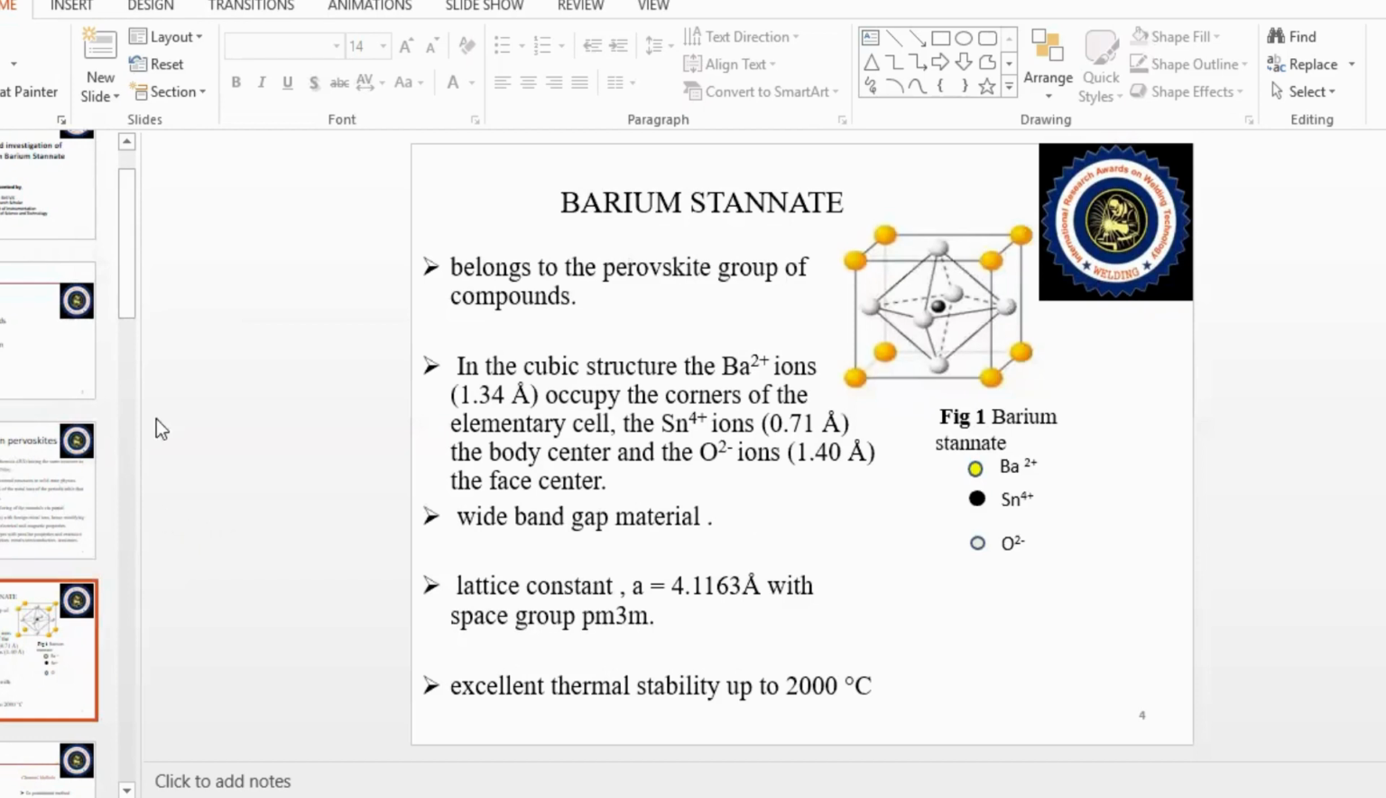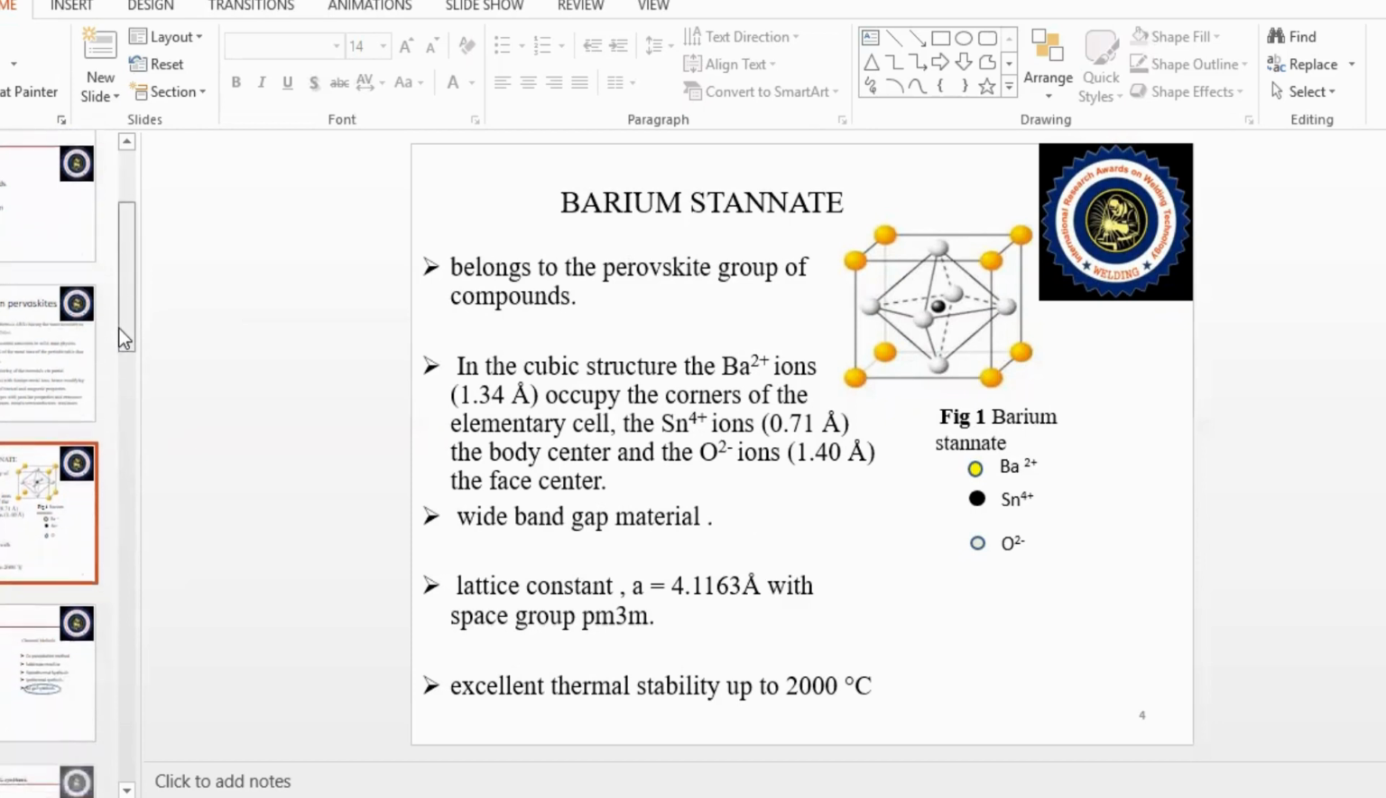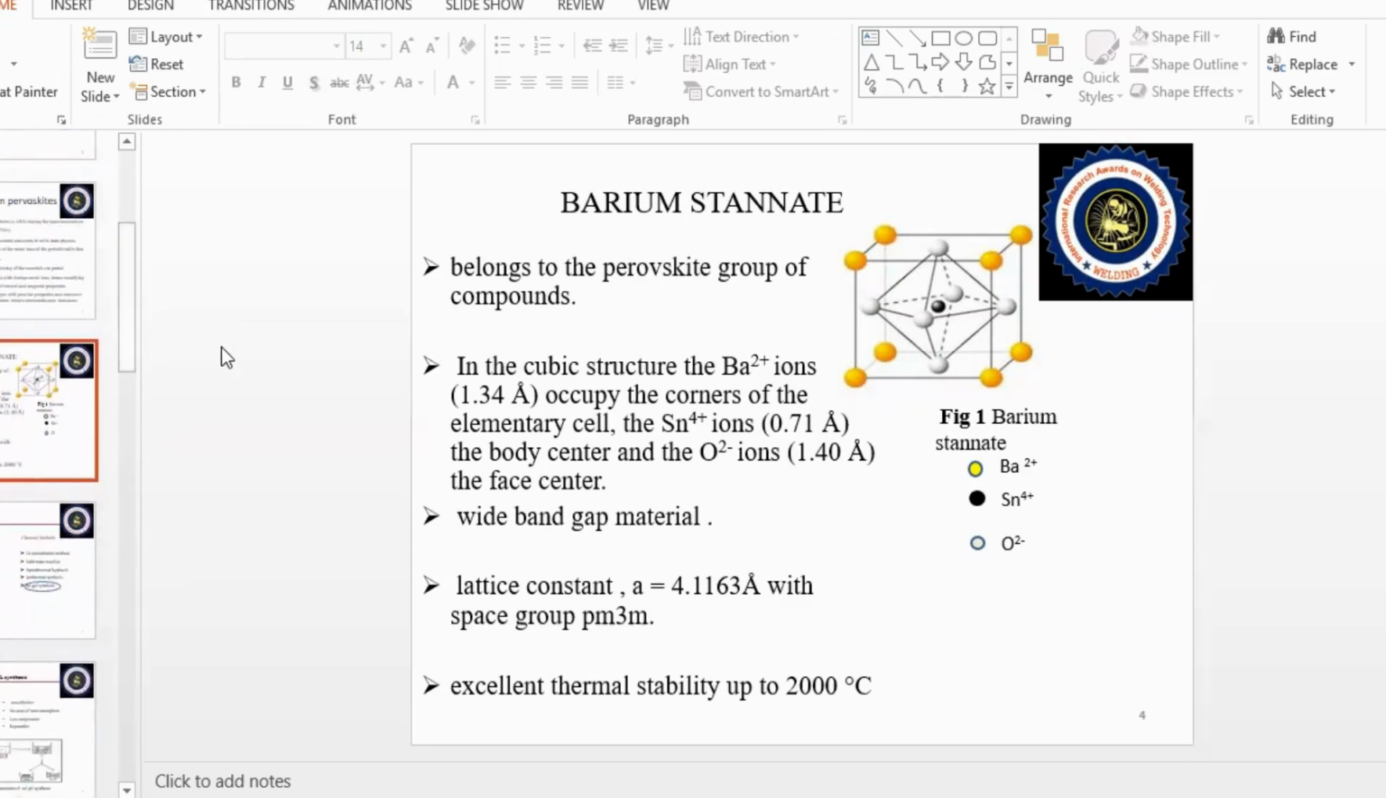Next, coming to our material barium stannate. Barium stannate belongs to the perovskite group of compounds. In the cubic structure, the Ba2+ ions occupy the corners of the elementary cell, tin ions at the body center, and the O2- ions at the face center. Basically, it is a wide bandgap material with lattice constant a equal to 4.1163 Angstrom with space group Pm3m. It also possesses excellent thermal stability up to 2000 degrees Celsius.